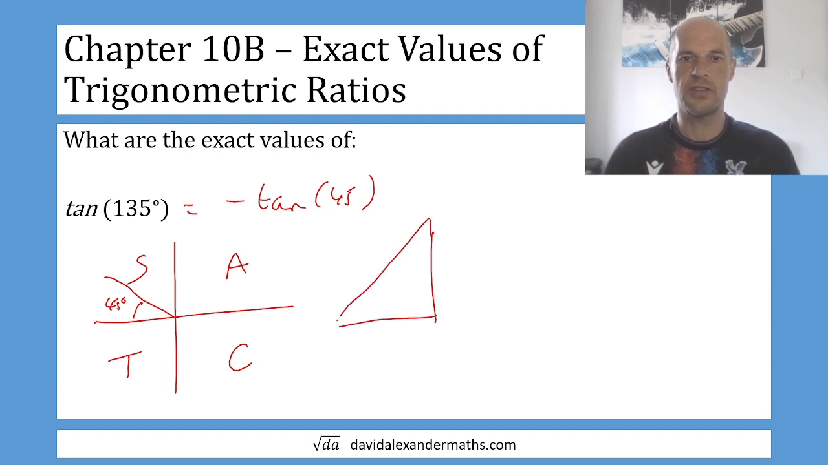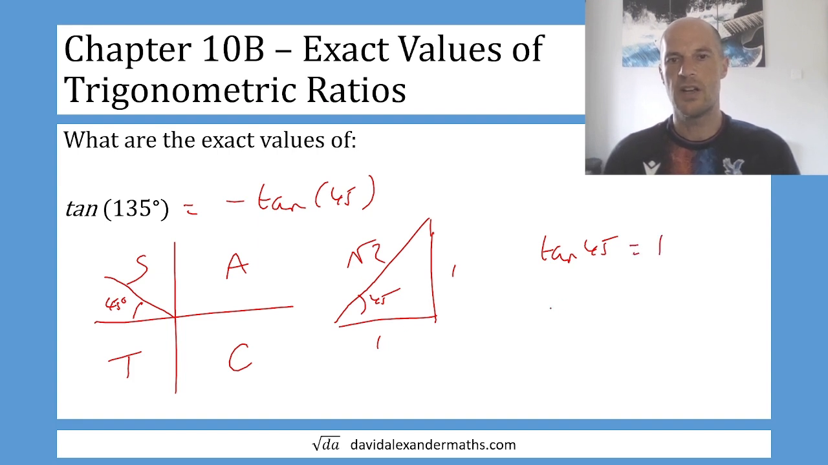So for the 45 degrees, we're doing our 1, 1, root 2 triangle. Here's 45 degrees here. We know that the tan of 45 is the opposite over the adjacent, so the tan of 45 is 1, so therefore minus the tan of 45 is going to be minus 1. So the tan of 135 is also minus 1.